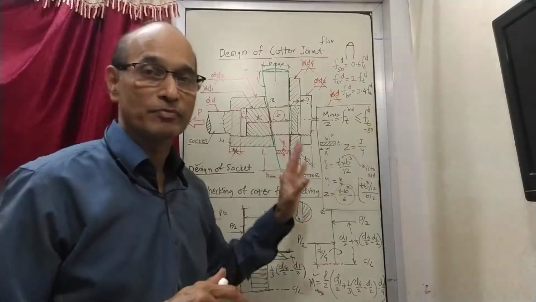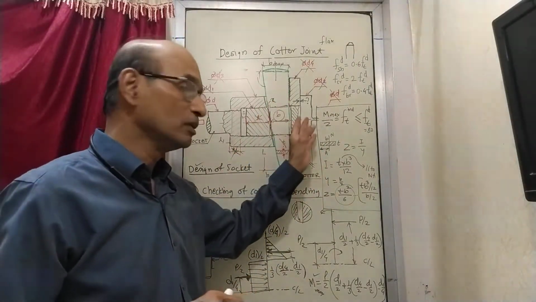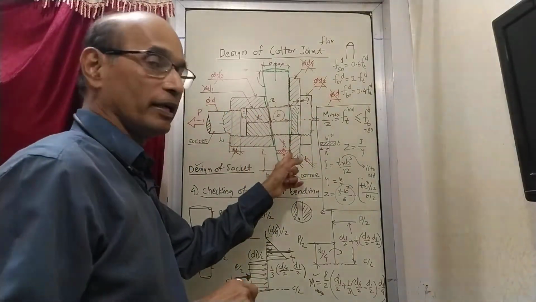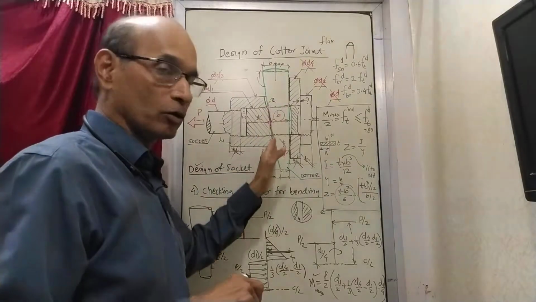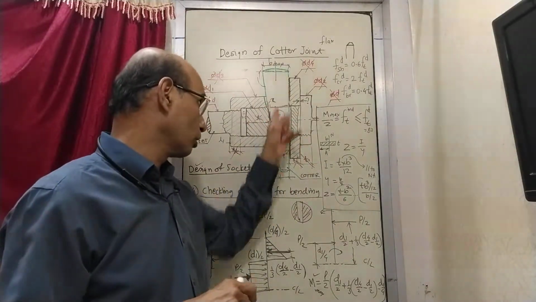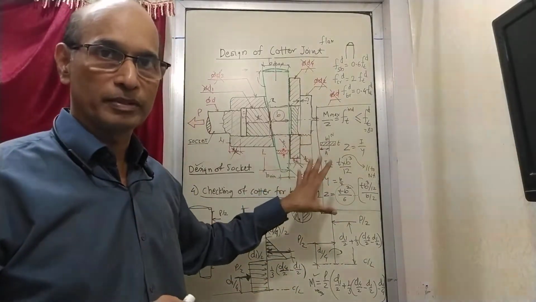So we have this time seen how to design a quarter joint. In that we have first seen how to design the spigot end, then we saw how to design the socket end, then we saw how to design the quarter, and after completing the design, we have checked this quarter for bending analysis. So now this completes the exercise.